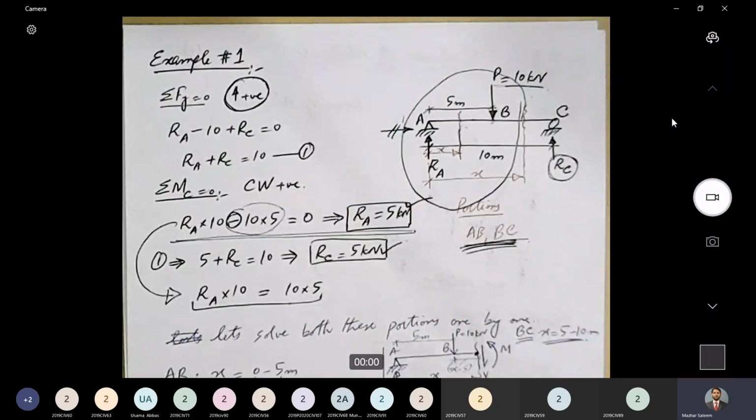Dear students, today we will be solving a couple of problems related to shear force diagram and bending moment diagram. In last class, we started our first problem. We could not complete that. So today I will start by reviewing that part that we discussed in last class, and then we will complete this problem.